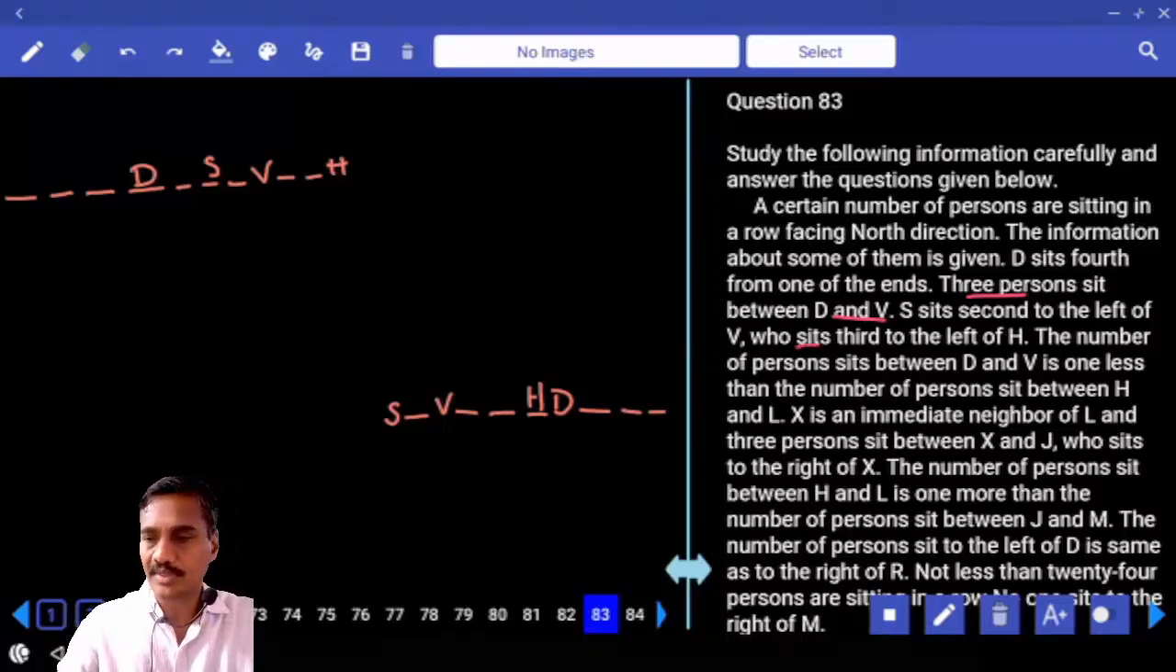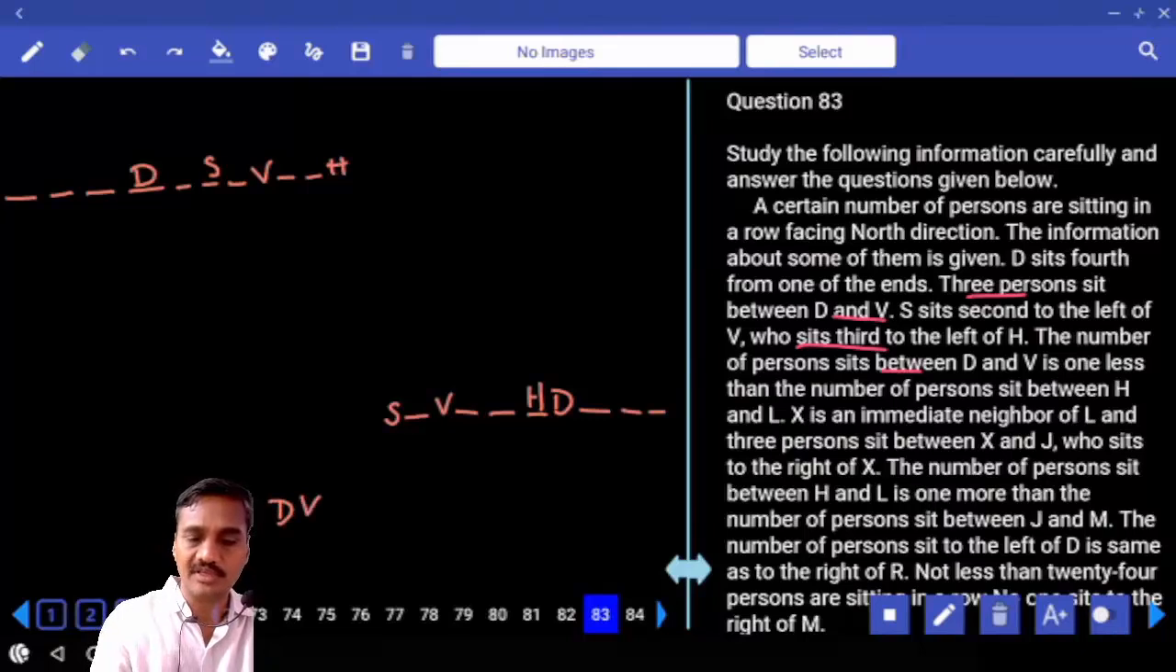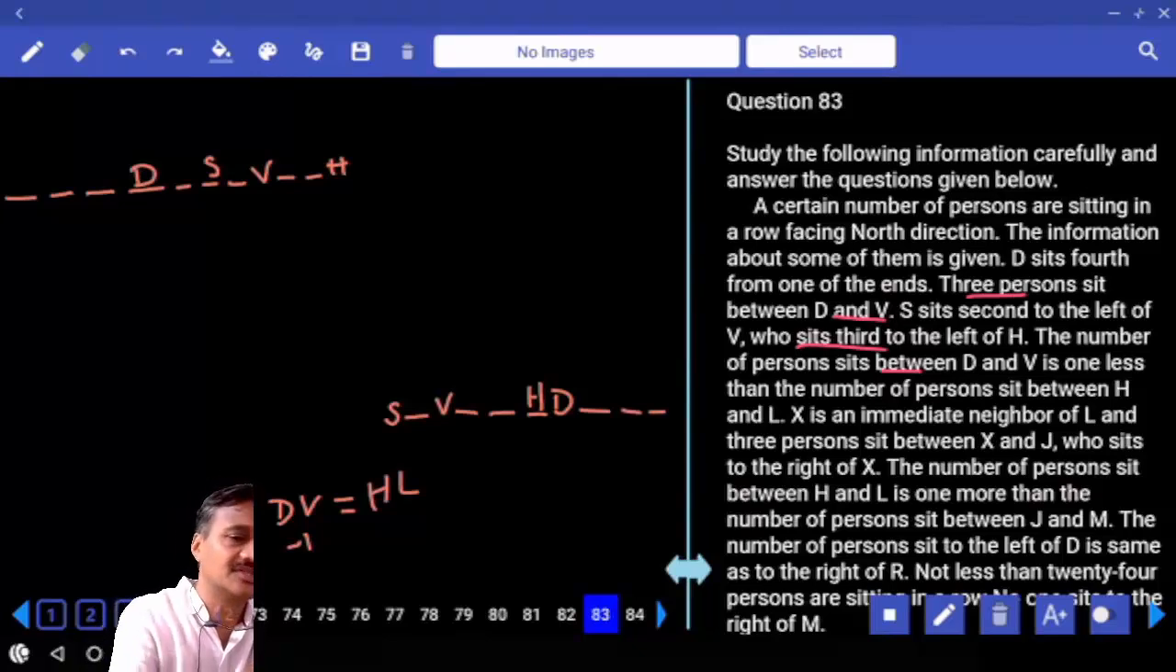And next one, the number of persons between D and V is 1 lesser than the number of persons between H and L. Now D and V, how many people are there? 3 people. Hence in between H and L, how many people do we need to have? 4 people. H and L must have one more than D and V.